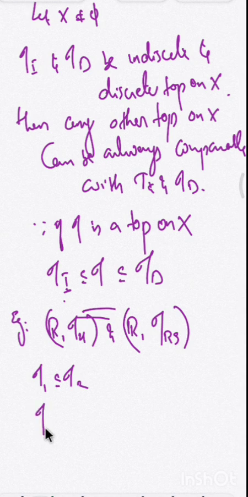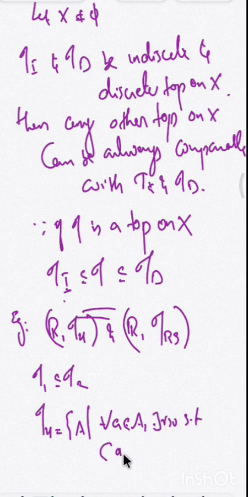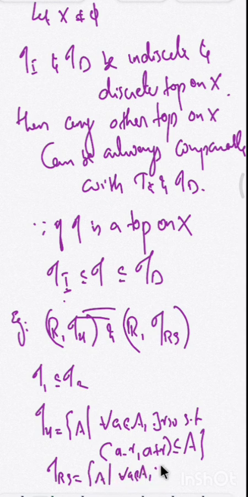What is tau u? Tau u is the collection of all A such that for every a in A, there exists r greater than 0 such that the interval of the form (a minus r, a plus r) is completely contained in A. And what is tau RS? The right closed sets: the collection of all A such that for every a in A, with the same definition, there exists r greater than 0 such that the interval of the form right closed, that is, open a minus r comma a closed, is contained in A. Let's see which comparison is possible here.